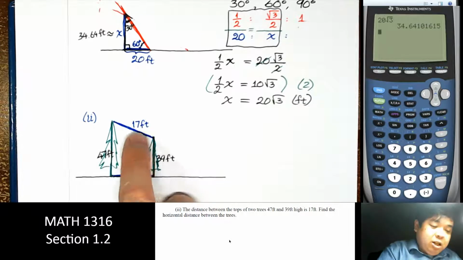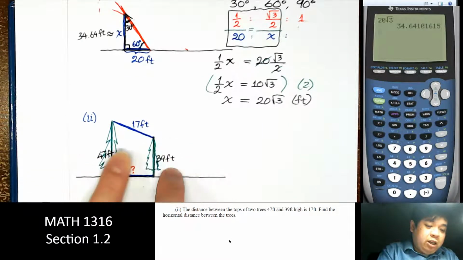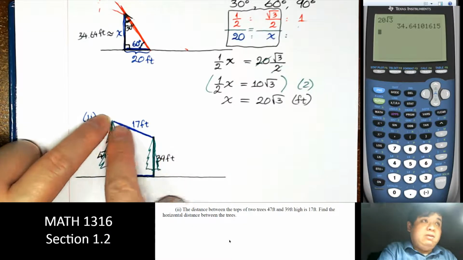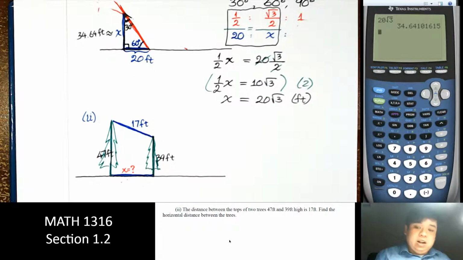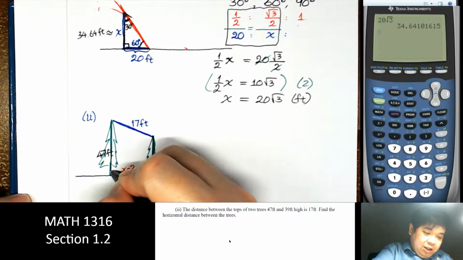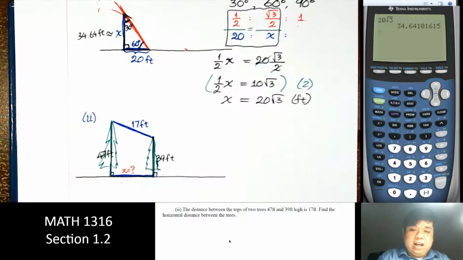So the distance between the tops of the trees, 47 foot high and 39 foot high, is 17 feet. Now find the horizontal distance between the trees. Once again, we assume that the tree is vertical, at a 90-degree angle with the ground. That's why I brought the pine tree; the pine tree looks straight. So we're just going to find x here.